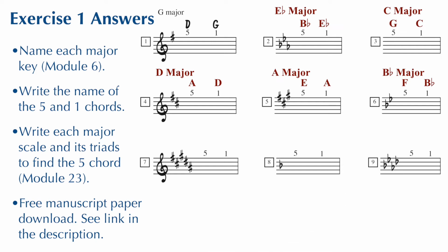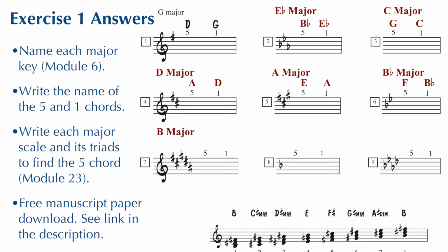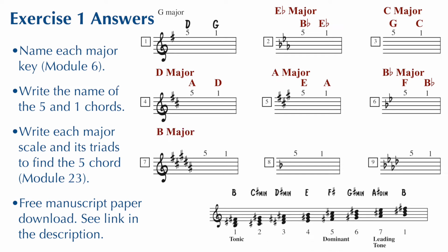Number 7, 5 sharps in the key puts us in the key of B major. Write out the B major scale and its triads. B is the 1 chord, F sharp is the 5 chord. So our 5-1 progression in the key of B major is F sharp, B, 5-1.